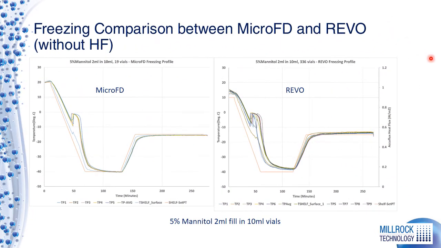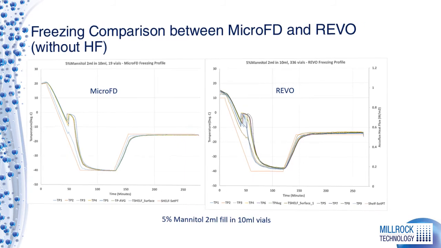Here's our freezing comparison between the two systems. These are the temperature profiles. In the MicroFreeze dryer, the shelf temperature is reduced at ½ degree C per minute to -40, and then an annealing step is added at -15. You can see the product temperature comes down, nucleation occurs, and the temperature profile follows. In the MicroFreeze dryer, the nucleation temperatures were somewhere between probably -8 and -10 degrees centigrade. In the Revo, about -9 to -10 degrees centigrade. Very good correlation from a nucleation temperature and from a temperature profile. Let's take a look at the heat flow.